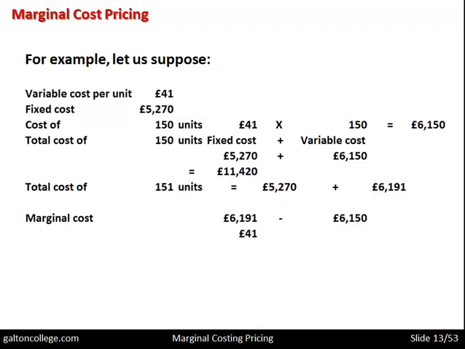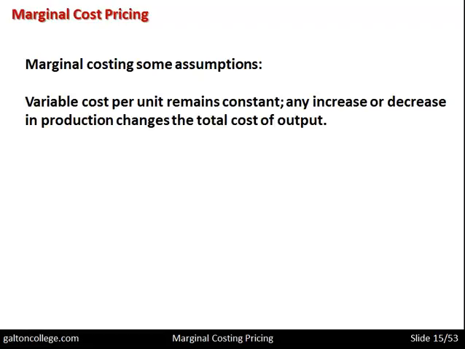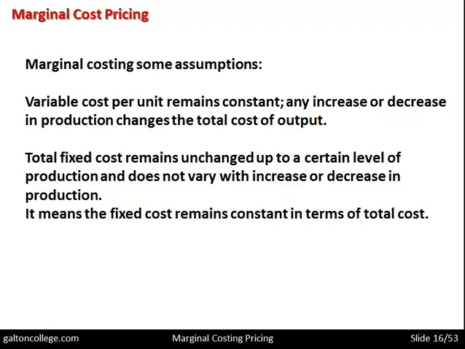So that's an indication of how we could calculate marginal cost. We simply look at the cost for a certain number of units, see what would happen if the number of units produced increased by a small amount, let's say by 1, and then we could work out the marginal cost. Now the assumptions behind marginal costing: variable costs per unit remain constant. Any increase or decrease in production changes the total cost of output. So it's changes in the volume of production that change the total cost. The cost per unit remains constant. In the previous example, the cost remained at £41 a unit.